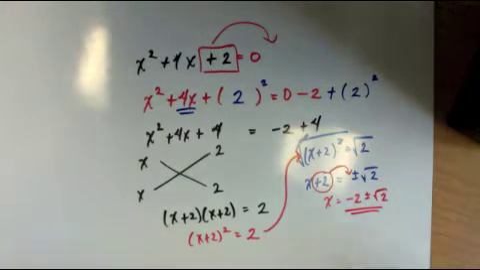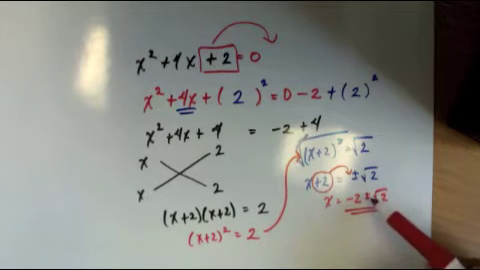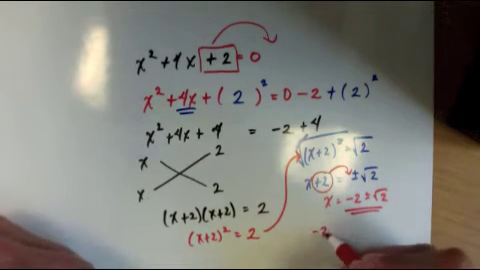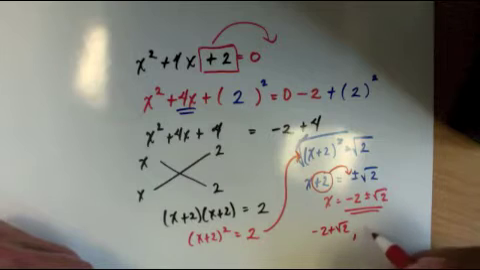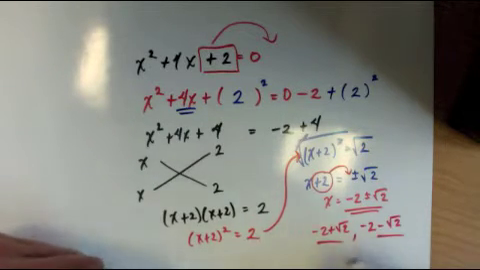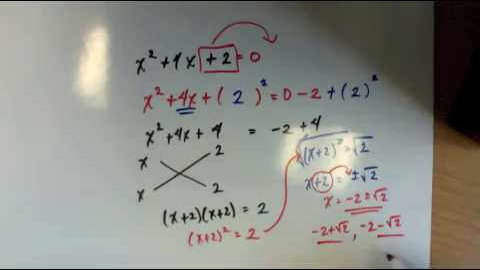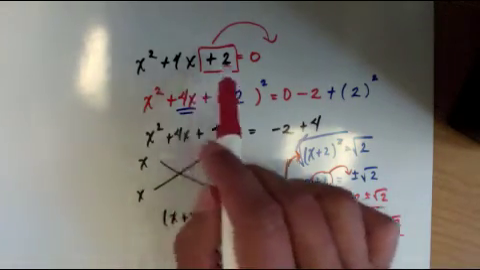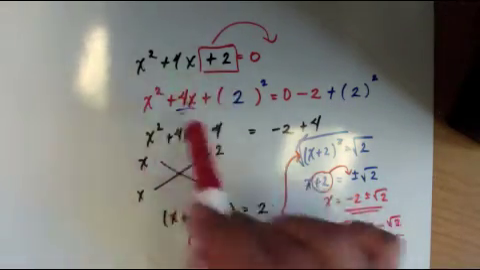So our solution is going to be negative 2 plus the square root of 2, and we're going to have negative 2 minus the square root of 2. And you notice these are irrational. Why? Because we were not able to factor it from the beginning.